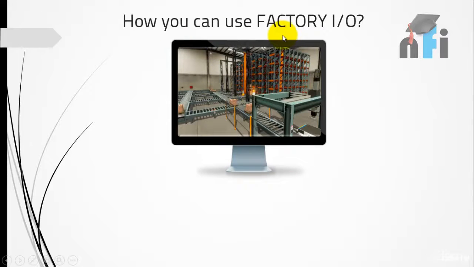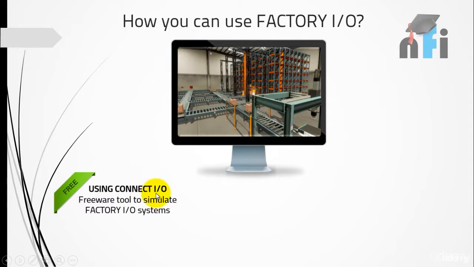Now, how can we use Factory IO? The first way is using ConnectIO. As I have already shown, this is freeware software. You can use that software to control Factory IO. You don't need to buy any hardware. If you purchase this course, you will be given a 30-day trial version of Factory IO. You will be given ConnectIO software, which is free of cost. And if you want to extend your license, you can buy the license from us by writing to nfiautomation@gmail.com. You can write a request.